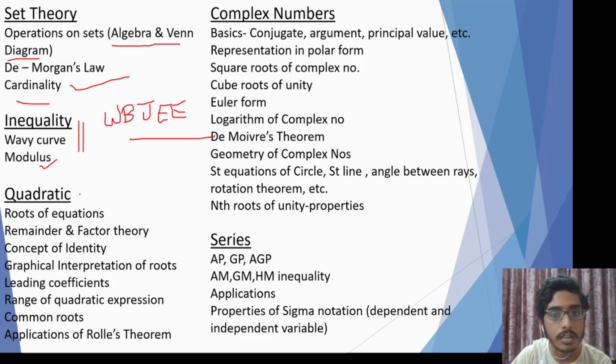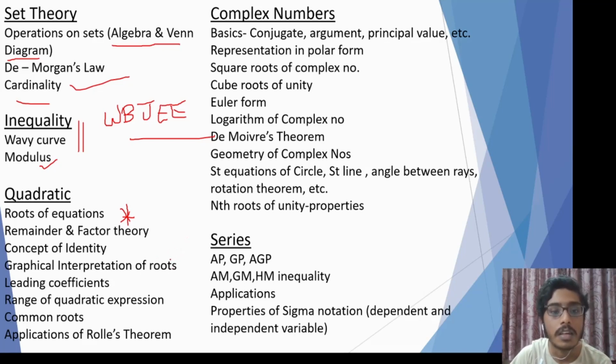Now we look at quadratic equations. Roots of quadratic equations, very important for WBJEE, right? Then we have the remainder and factor theorem. Questions are sometimes asked on them. The concept of identity equation, when an equation is called an identity. The graphical interpretation of roots, like when a greater than 0, you know that the parabola will be opening upward, and when it will be opening downwards. So these are the a greater than 0, a less than 0 conditions.